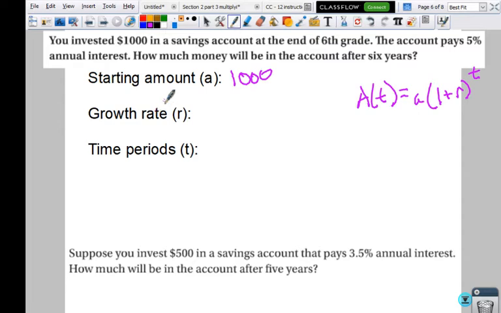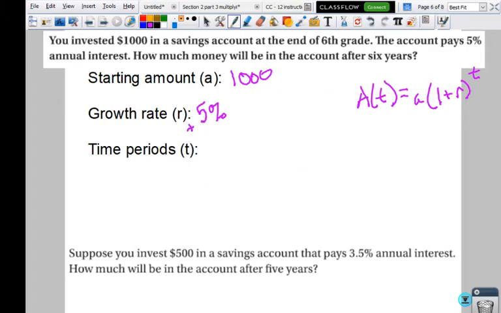My growth rate is how much I'm changing by. How much am I changing by on here? 5%. All right, and this can be a little sneaky sometimes. So this 5%, am I getting bigger or smaller? We're getting bigger, right? This is a positive 5%.